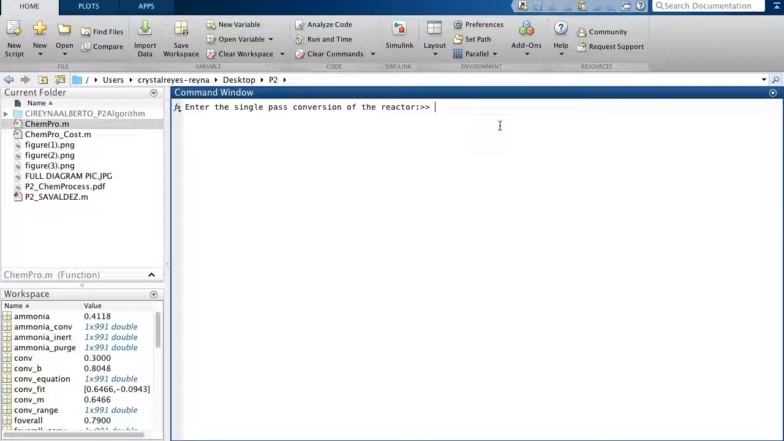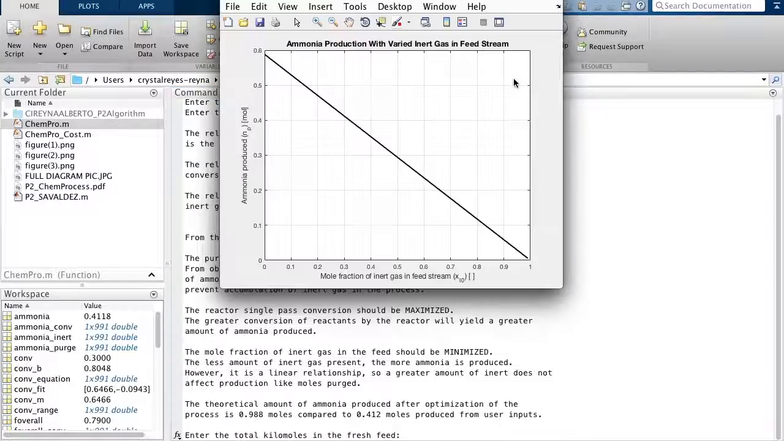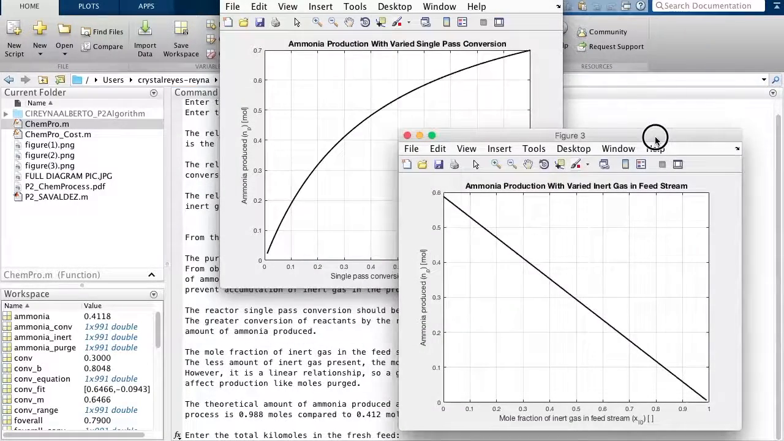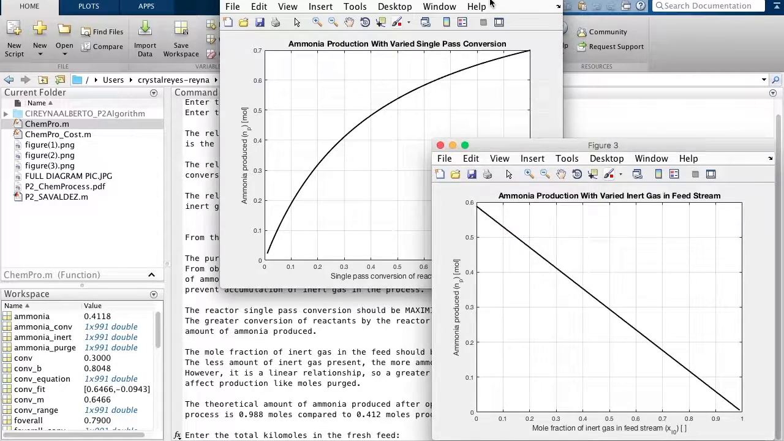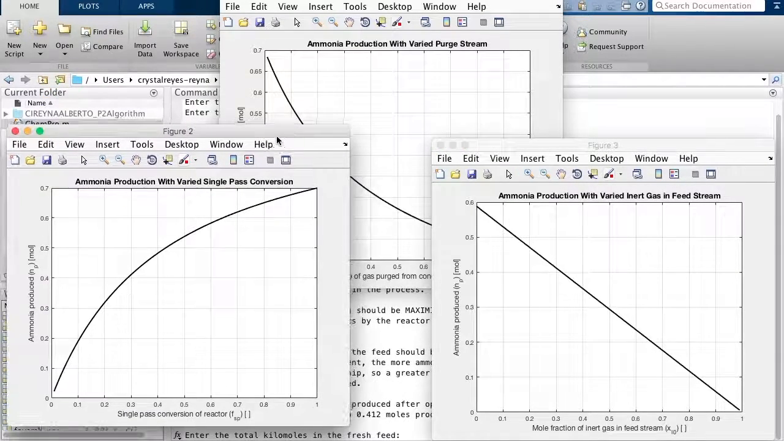And it asks us, enter the single pass conversion of the reactor. Let's just go ahead and do 0.3 for all of them. We entered our ratio of moles purged from the condenser and the mole fraction of inert gas in the feed stream, 0.3 as well. Here we go. So we have our three figures, which graphically show the relationships of the streams to each other.